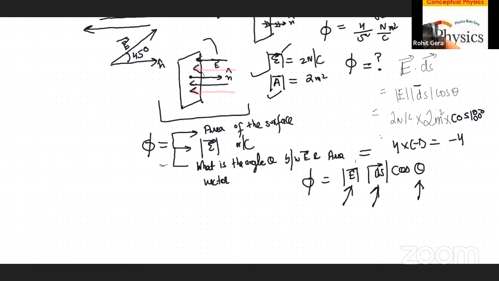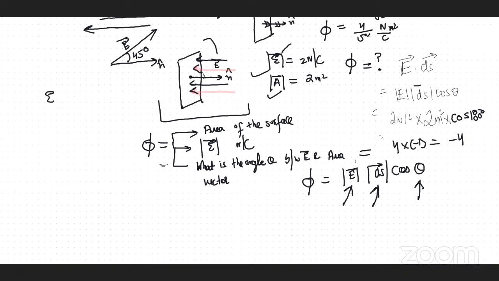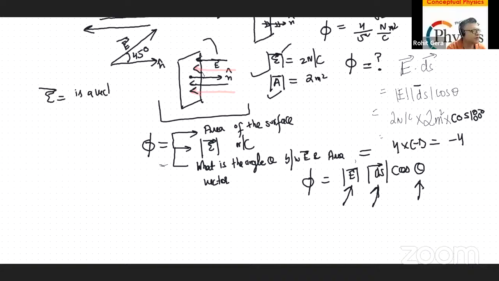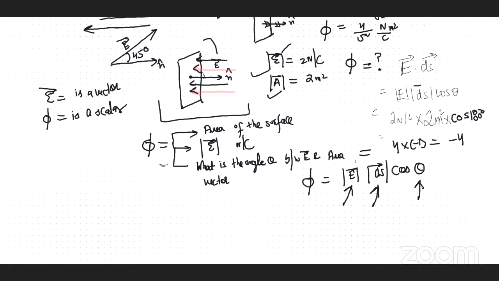Got it? So electric flux is an important property of the electric field. Electric field is a vector, E is a vector, right? But flux is a scalar. Got it? All right. Any doubts in your mind pertaining to this? No, I got it now.